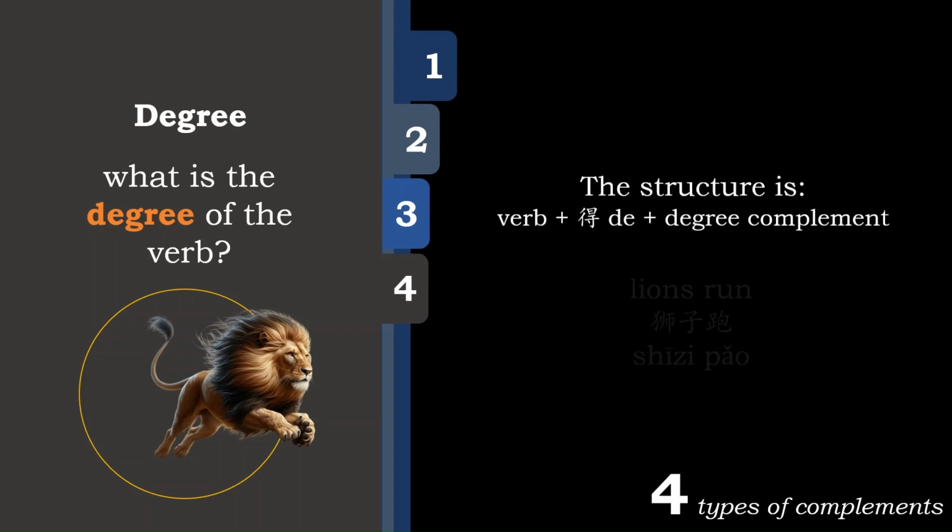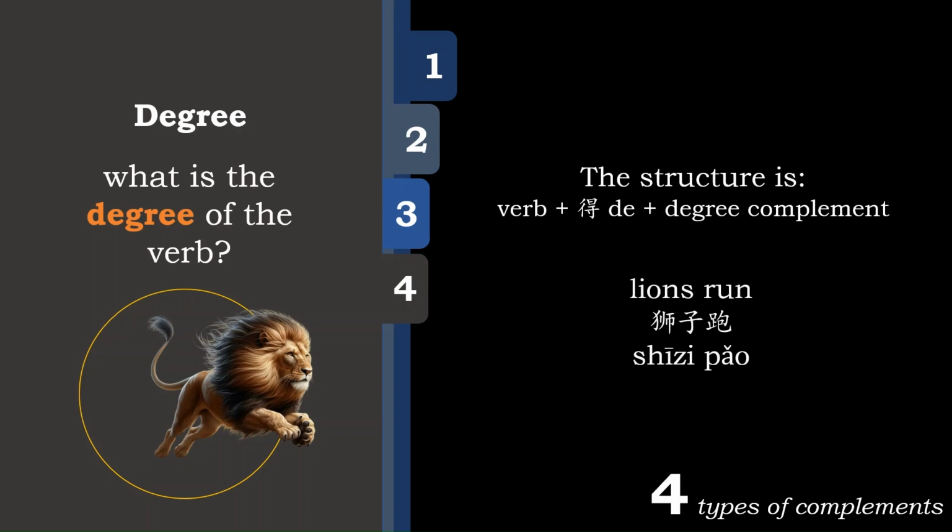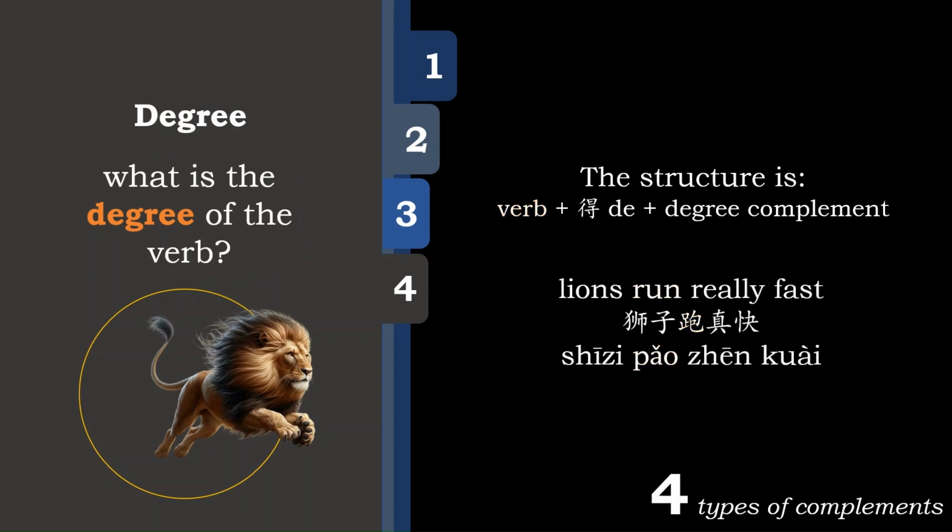Let's bring in a sentence. Lions run. So what is the verb here? Quite simply, 跑, run. But what we want to know is, what is the degree of the verb? To what extent is this verb performed? We could say something like, lions run really fast. 狮子跑真快. And what is the complement that gives more information about the degree to which the verb happens? It is really fast. 真快.